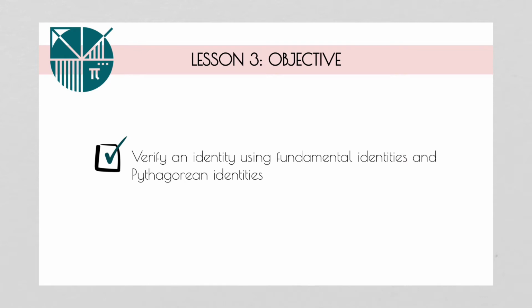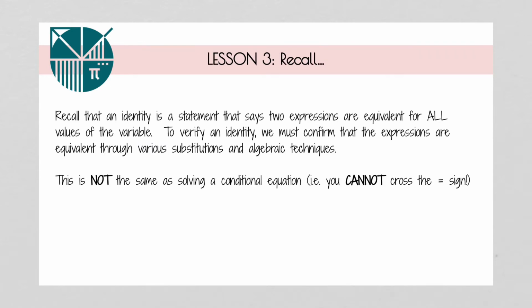So we are going to verify an identity using the fundamental identities and the Pythagorean identities. So here we go. Recall that an identity is a statement that says 2 expressions are equivalent for all values of the variable. To verify an identity, we must confirm that the expressions are equivalent through various substitutions and algebraic techniques. This is not the same as solving, okay? That's important. We are not solving a conditional equation. You cannot cross the equal sign.